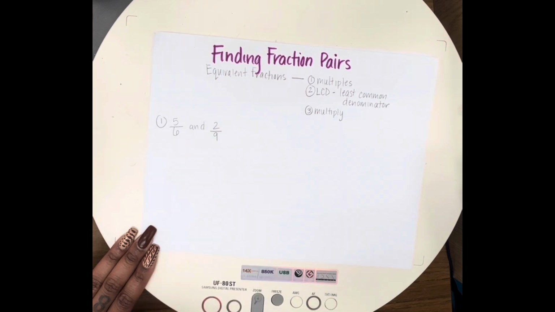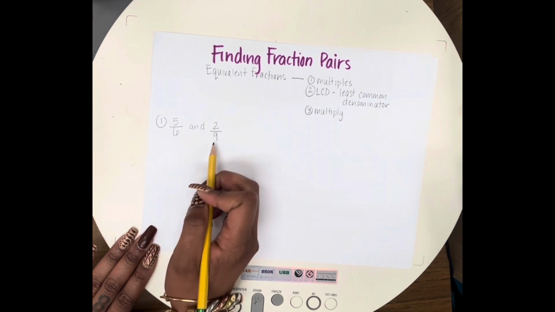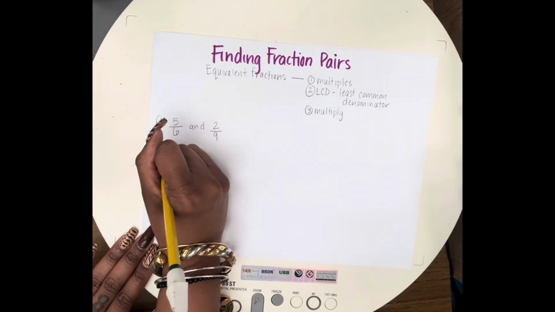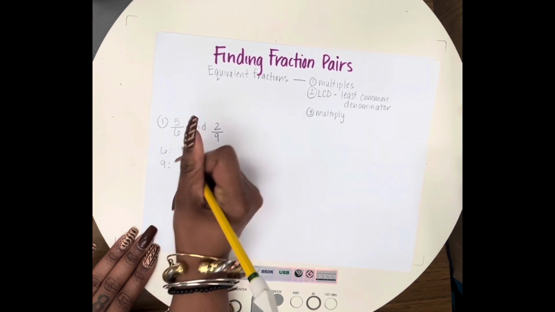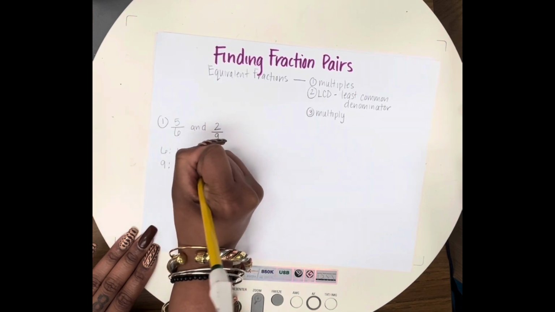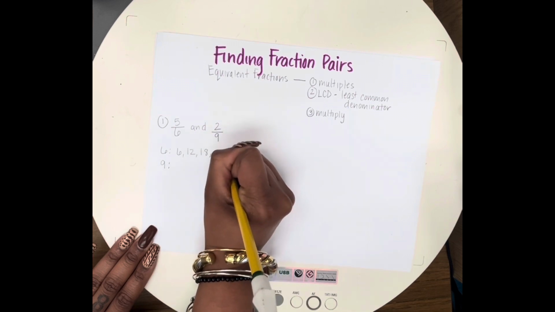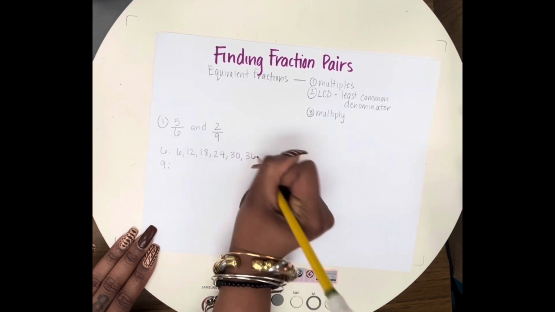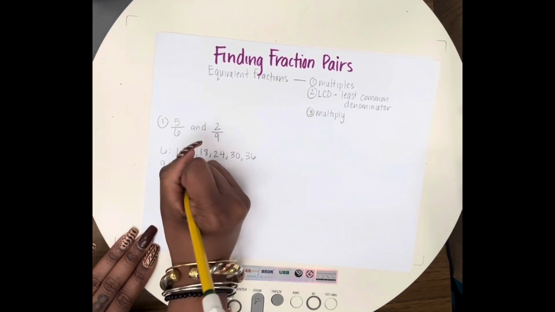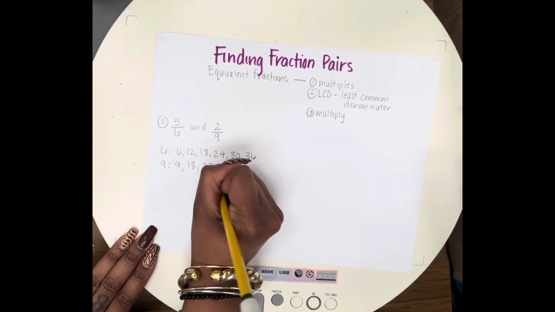So let's take a look at this first problem. 5/6 and 2/9. The first step, again, find those multiples of the denominator. So we're going to write out the multiples of both 6 and 9. Here are the multiples of 6. You have 6, 12, 18, 24, 30, 36. I'm going to stop there. I just don't want to go too far.